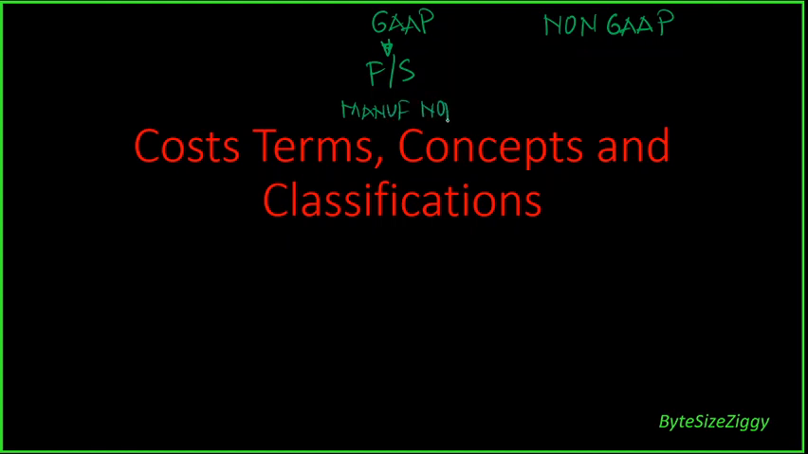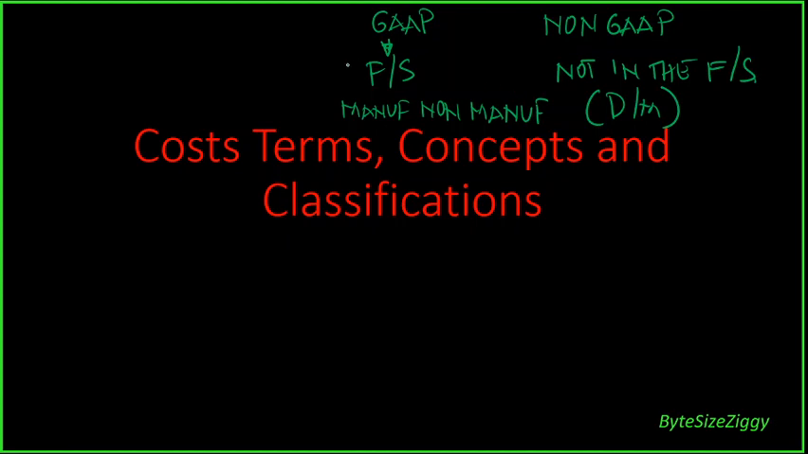Okay, and you have your manufacturing and non-manufacturing. Okay, let me write that. When we say non-GAAP costs, they are not found in your financial statements. Okay, so not in the financial statements. Most of the time, they are used for decision making.